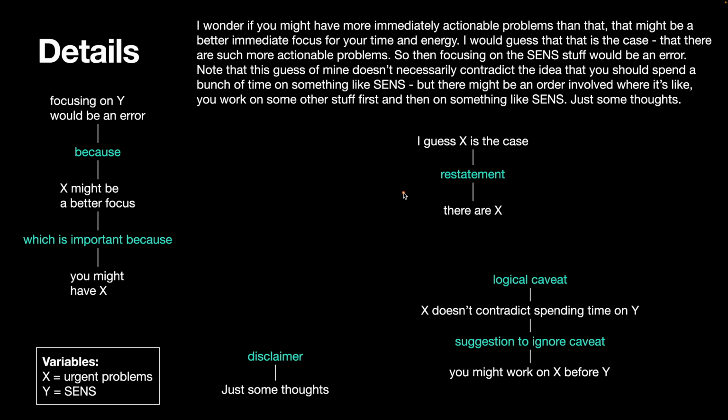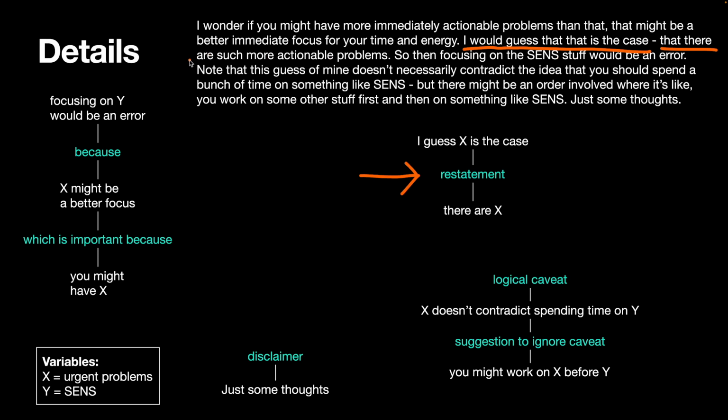So we've got some different types of relationships. We have a restatement. X is the case, and then it's restated, there are X. So we can find that in the paragraph. I would guess that that is the case. And then it is a dash, which is a common punctuation used for restatements.